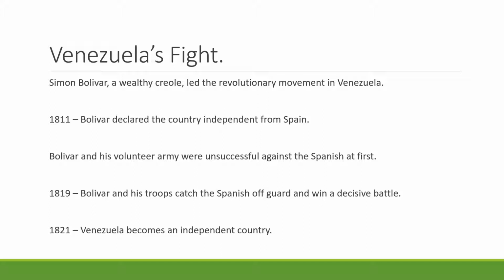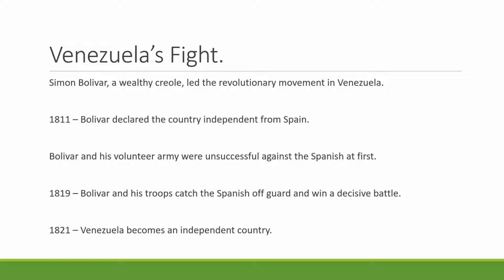So let's talk about Venezuela's fight. Simon Bolivar was a wealthy Creole who led the revolutionary movement in Venezuela. In 1811, Bolivar declared the country independent from Spain. Now, Spain, of course, not really taking too well to this, decided to send troops over to Venezuela. Bolivar and his volunteer army are going to be unsuccessful at fighting the Spanish at first. They're going to have a lot of unsuccessful battles and unsuccessful attempts at their independence movement.